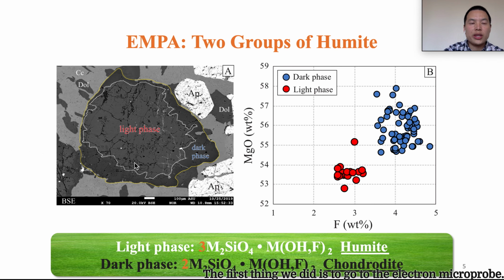The first thing we did is to go to the electron microprobe. In the BSE image, we see there are 2 different phases of humite, light phase and dark phase. The EMPA data tell us the dark phase has more fluorine and magnesium compared to the light phase. Using the EMPA data, we calculate the N number here. The light phase is 3 and it's called humite. Dark phase, the N number here is 2 and it's called chondrodite. Both of these are 2 of the 4 subgroups of humite group.